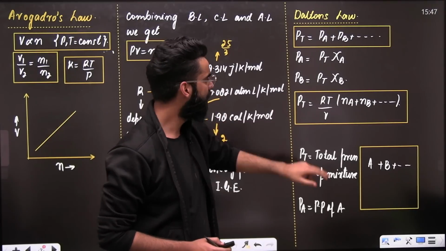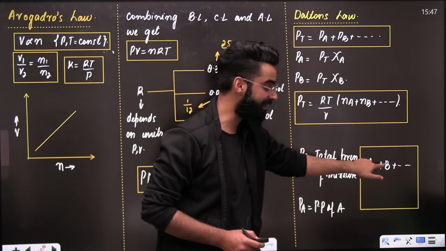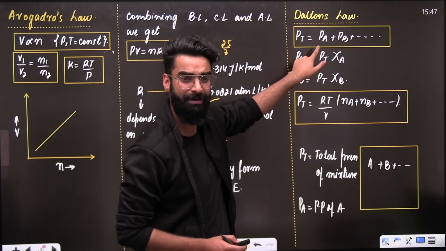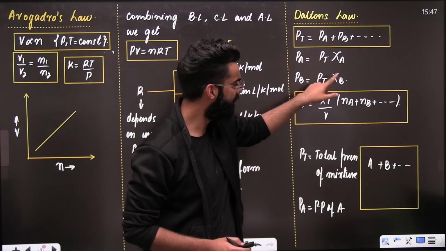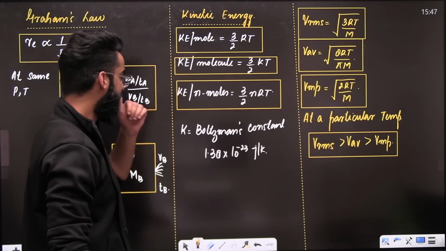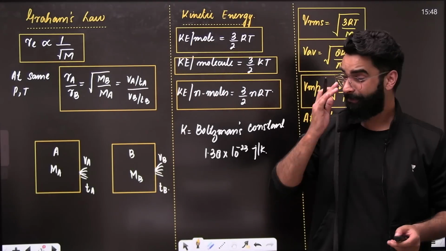Similarly, if they ask you to calculate the partial pressure of, for example, gas A or gas B, the partial pressure of A is just the total pressure of the mixture multiplied by the mole fraction of A. The partial pressure of B is the total pressure of the mixture multiplied by the mole fraction of B. That's all. Similarly, if you want to have a look at Graham's law, again, one more important topic.